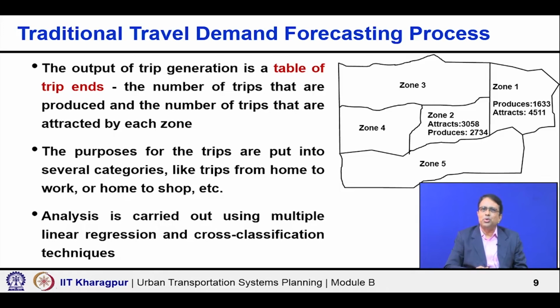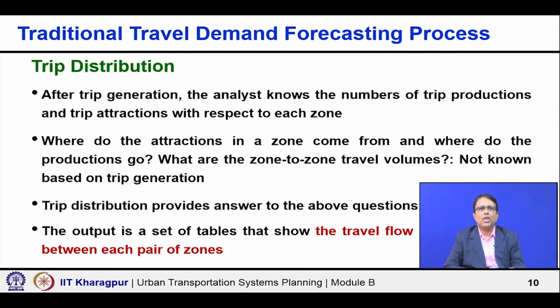We shall discuss these techniques in detail in our next module, when we go for trip generation analysis. The next is trip distribution. If I simply refer to this matrix, we know the row total and the column total, but we do not know the inner cells. So, trip distribution is the process where we identify the individual cell values.